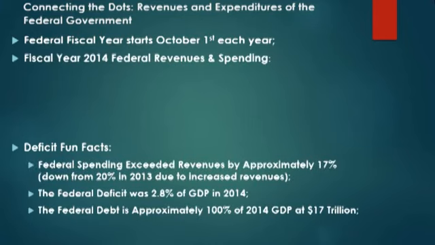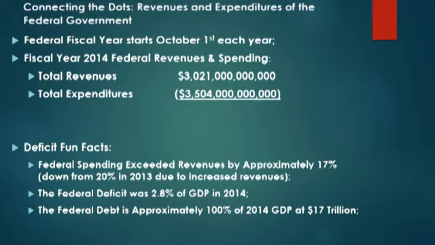So the fiscal year 2014 federal revenues and spending are as follows. The total revenues are $3 trillion, $21 billion, rounded off. Your total expenditures are typically $3.5 trillion for a deficit, at least in 2014, of about $483 billion. So some of the interesting facts about this is that federal spending exceeded revenues by approximately 17%. And this is down from 20% in 2013. And this was because of increased revenues. So total revenues back in 2013, the expenditures were about the same, pretty close to 3.5 trillion, but the revenues were more like 2.8 trillion.